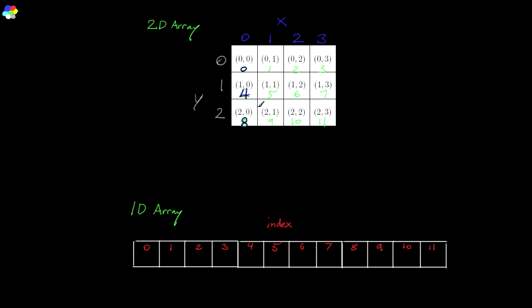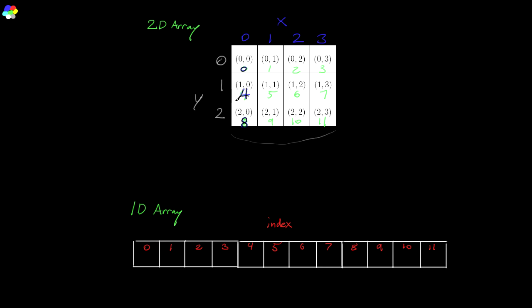Well, the first thing you should notice is that the first element of every row, it starts 0, then it's 4, then it's 8. You start to see a pattern here, and the pattern is the index of the first element of every row is basically just the Y coordinate of that row, 0, 1, 2, times the width of the whole array.